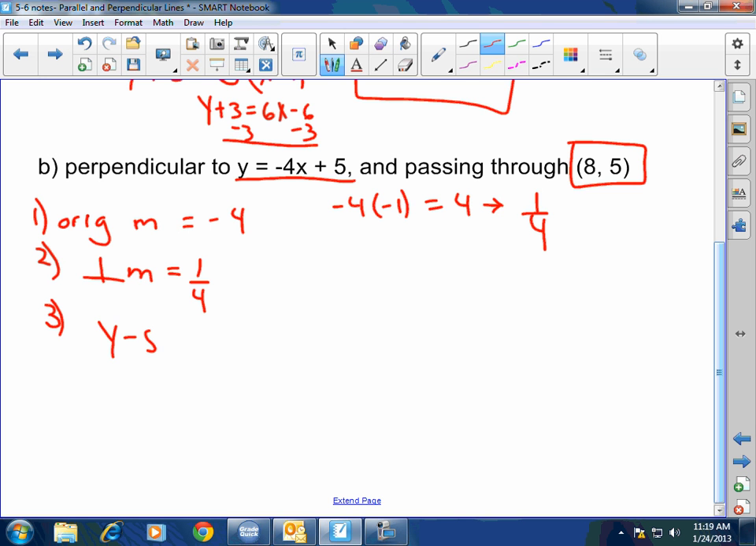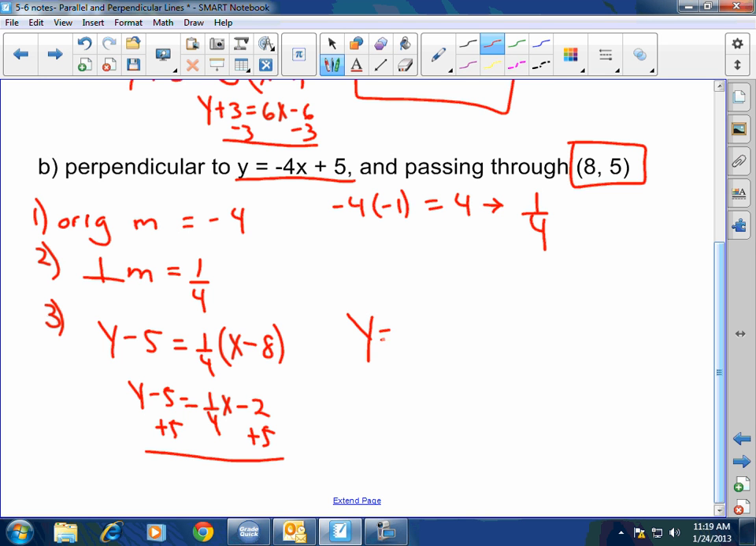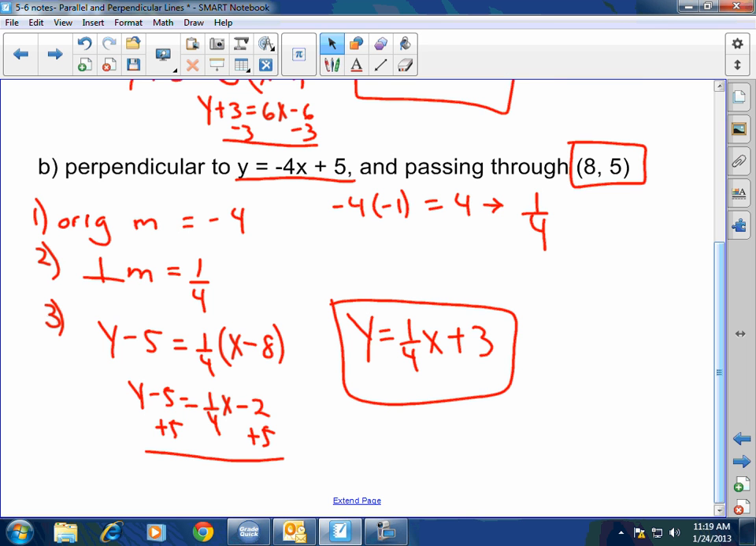Now it's Mickey Mouse. y minus y1 equals m times x minus x1. y minus 5 equals 1/4 times x minus 2. Add the 5. So my perpendicular line is y equals 1/4 x plus 3. It's perpendicular because the slopes are negative reciprocals of each other. Does that make sense, gentlemen?